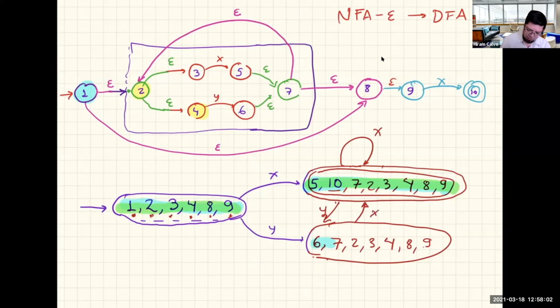And lastly, what about Y? So let's examine what happens with Y. 6 and Y, nothing. 7 and Y, nothing. 2 and Y, nothing. 3 and Y, nothing. But 4 and Y goes to 6. And 8 and Y, nothing. And 9 and Y, nothing. Okay, so again, this is exactly the same beginning of this state before expanding it. So it means this is a loop. So let's reflect that. So we do this and Y.